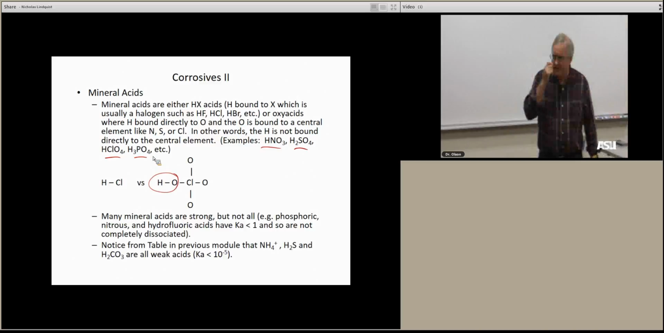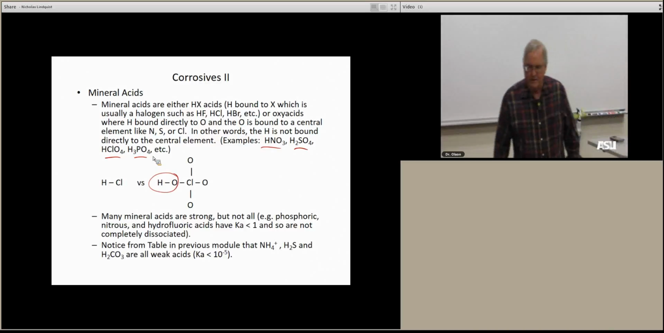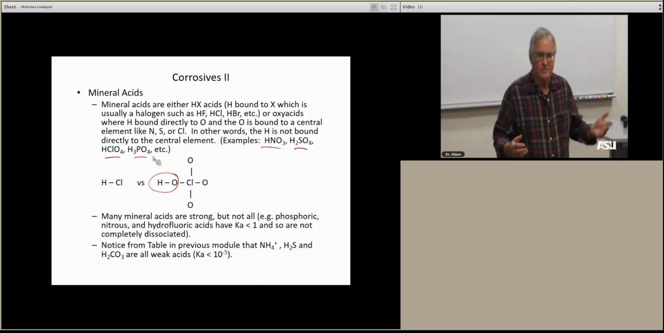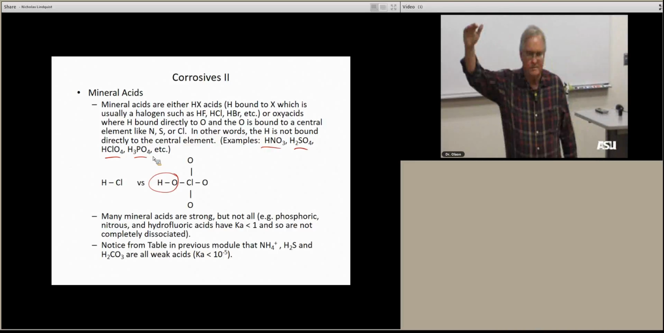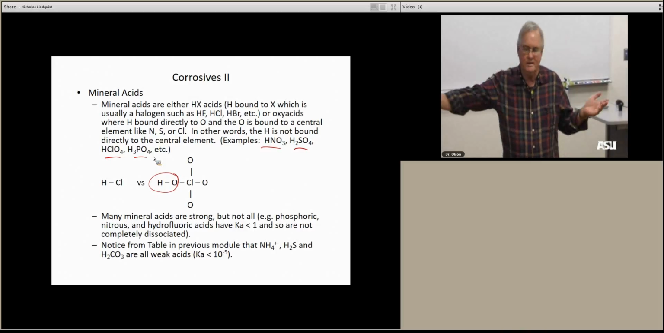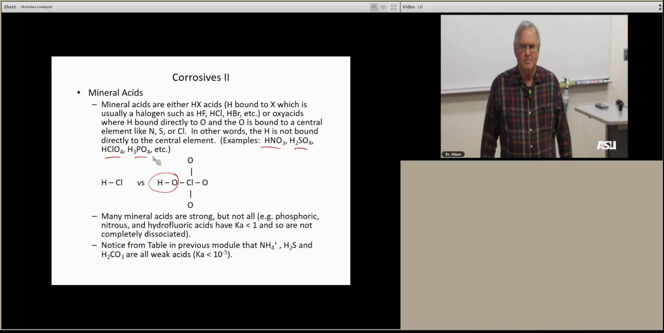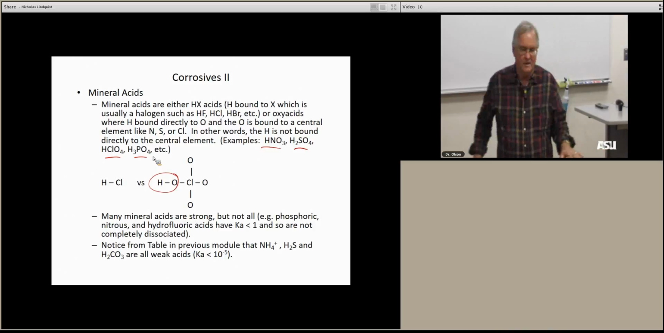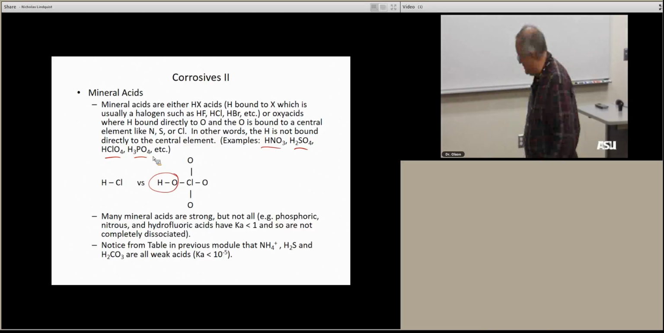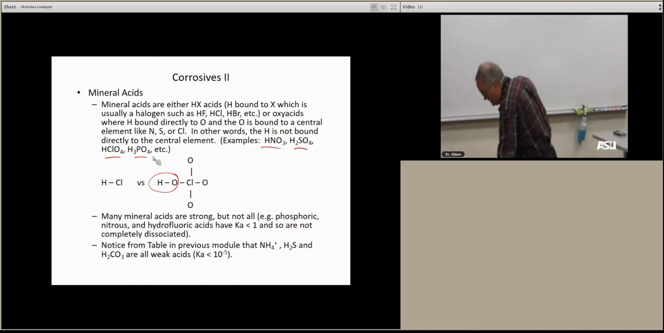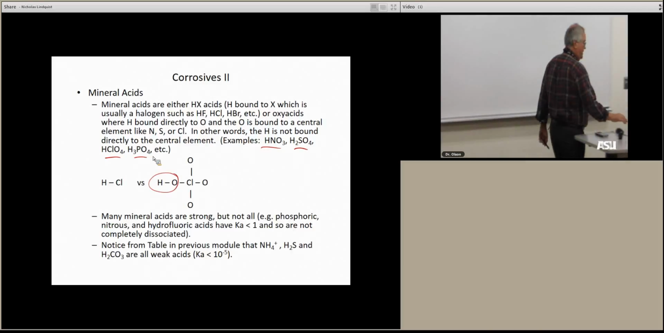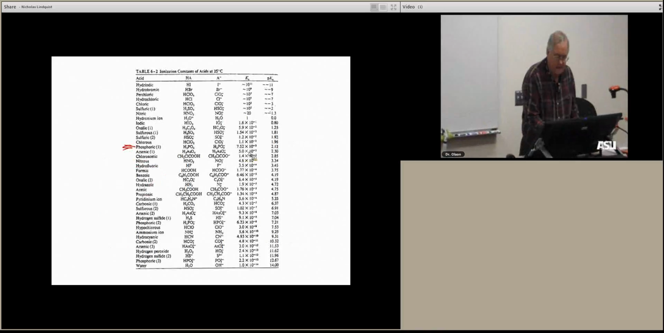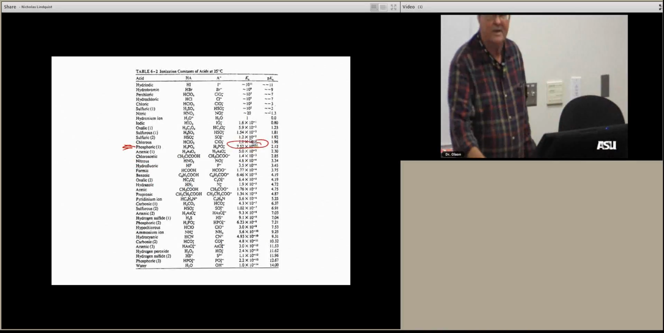Now, many of these mineral acids are very strong acids. HCl, nitric, perchloric, very strong. Ka's that are very, very large. Essentially completely dissociated when you dissolve them in water. But that's not always true. So some of these materials are moderately strong acids. Phosphoric acid, for example, here's phosphoric acid right here, okay? And it's got a Ka of 10 to the minus 3.